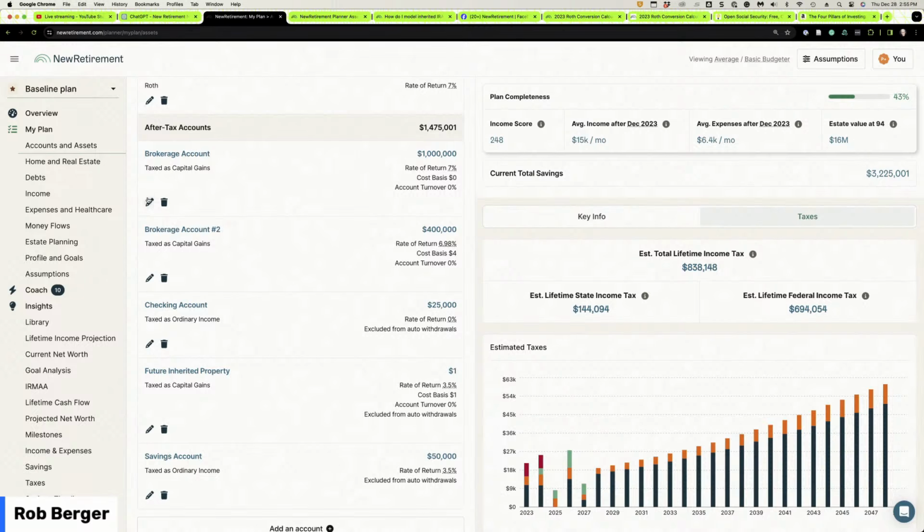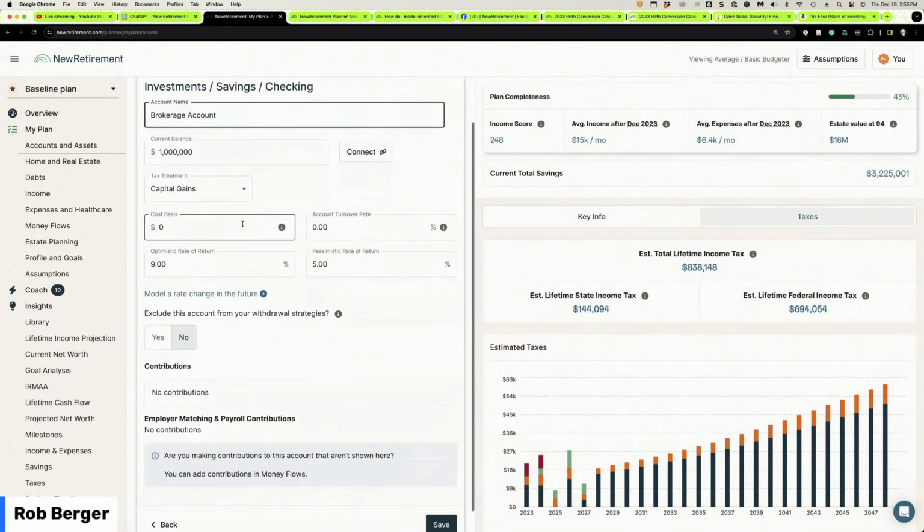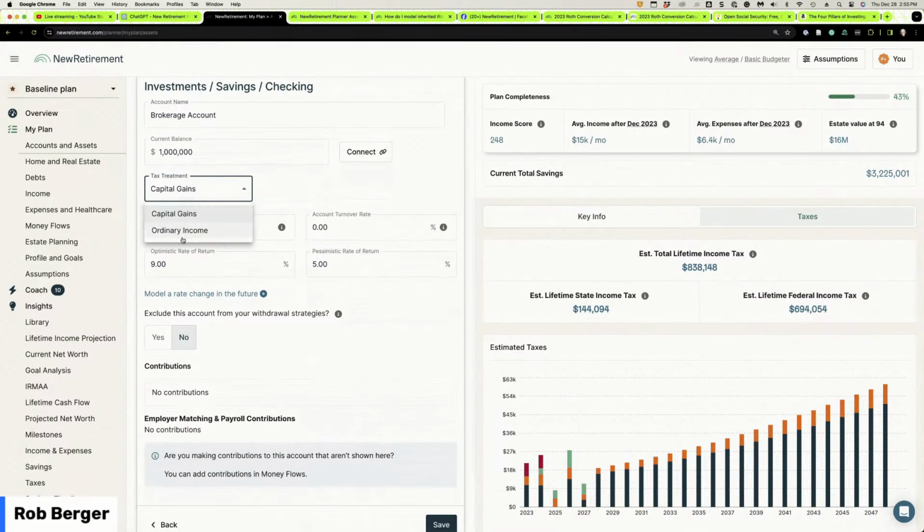So if we go into this brokerage account, we can only select capital gains or ordinary income, right? That's the first limiting factor, because you may have a taxable account that has both. That's where I would split it, if it's significant enough. If it's not significant enough, if you just have a little bit of cash in the account, but most of it is going to be subject to capital gains, it's stocks or whatever, I probably wouldn't worry about it. But if you have a lot of fixed income, or different tax treatments between cap gains and ordinary income, you might split it in New Retirement into two accounts. But we're going to assume stocks.